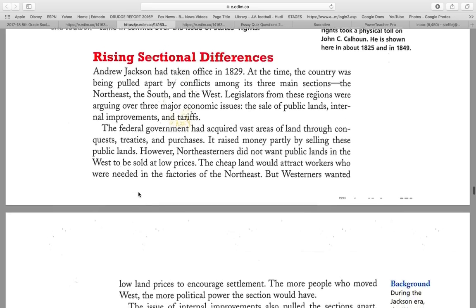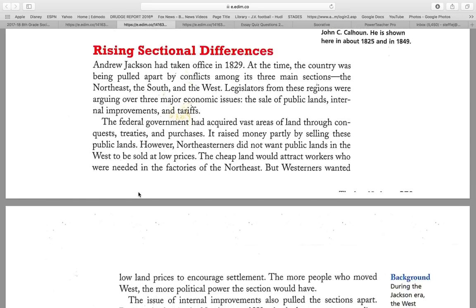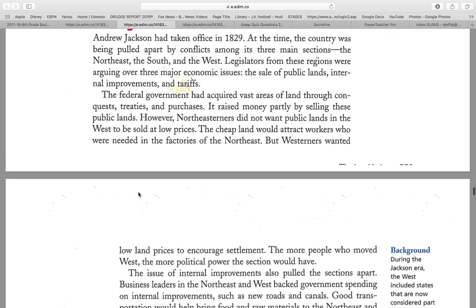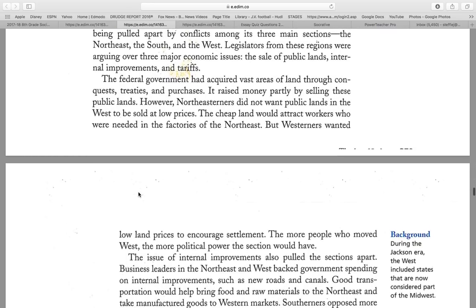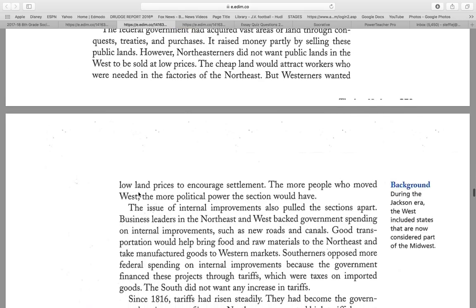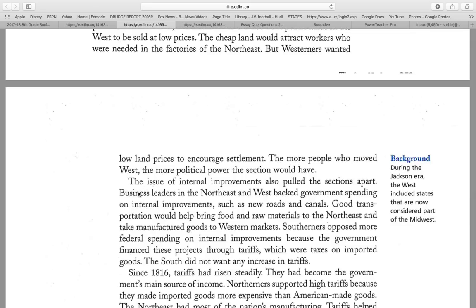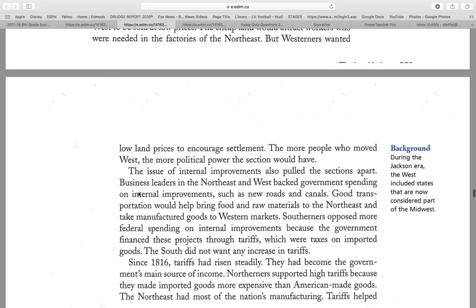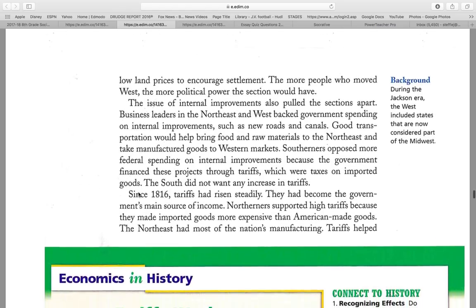However, Northeasterners did not want public lands in the West to be sold at low prices. The cheap land would attract workers who were needed in the factories in the Northeast. But Westerners wanted low land prices to encourage settlement. The more people moved to the West, the more political power the section would have.